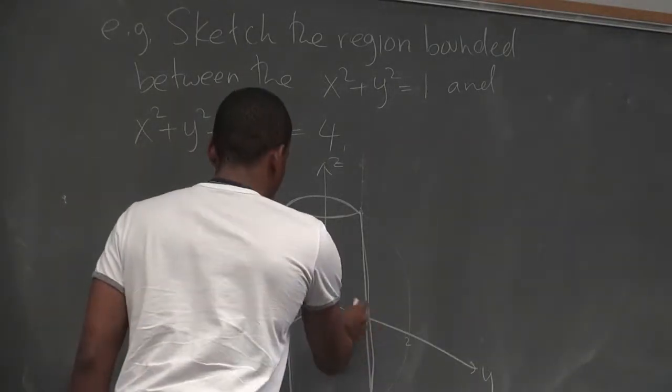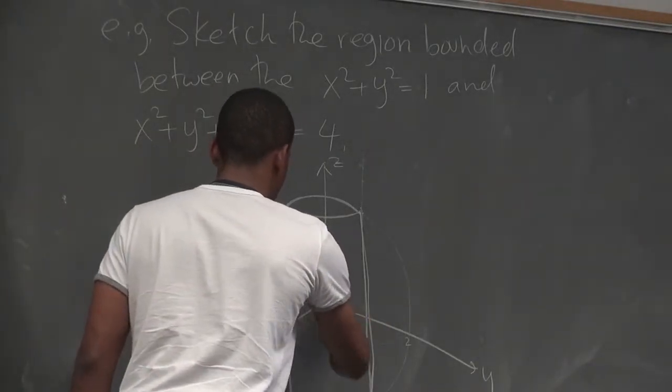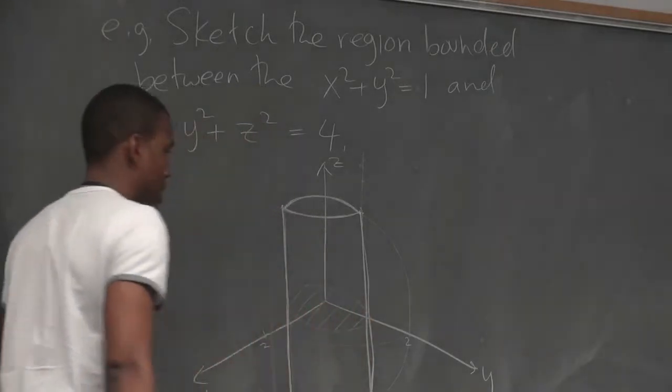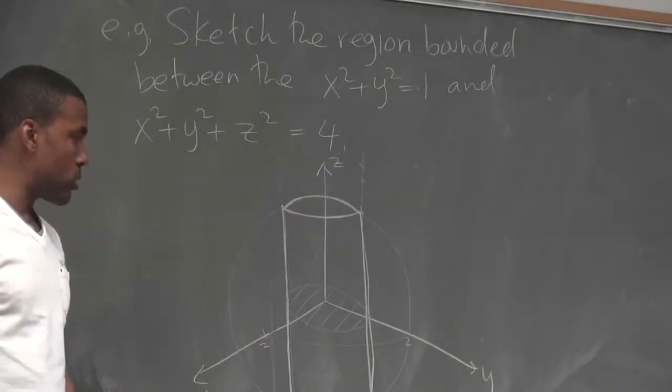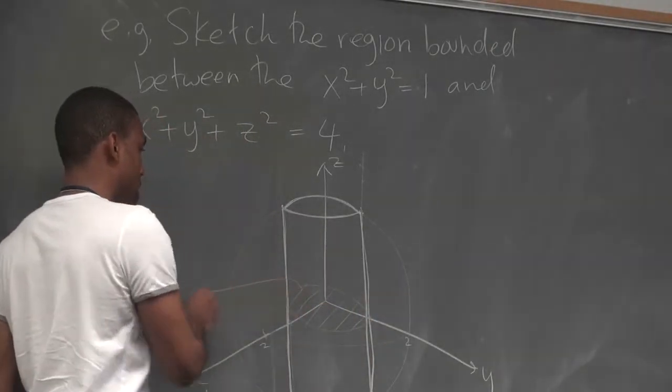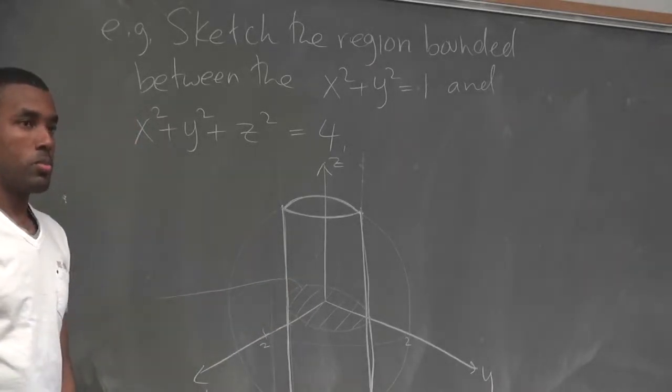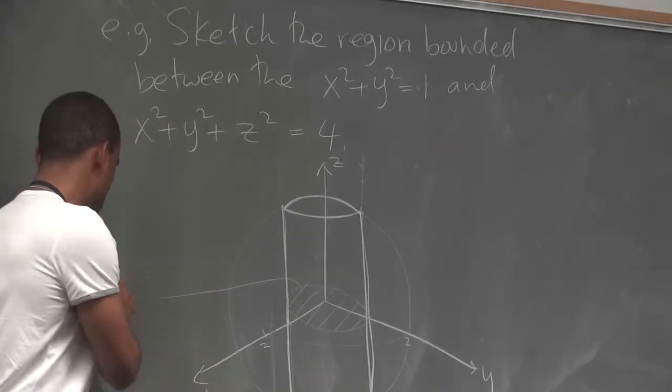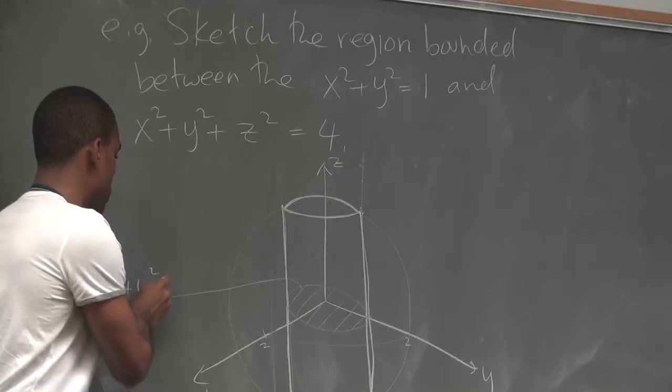If I look at the cross section in the xy plane, what equation is that? It's going to be the same one: x squared plus y squared equals 1.